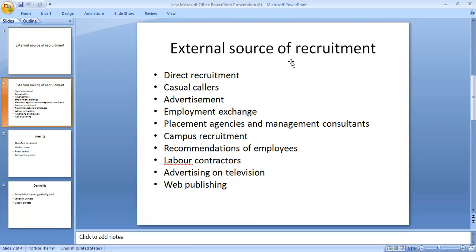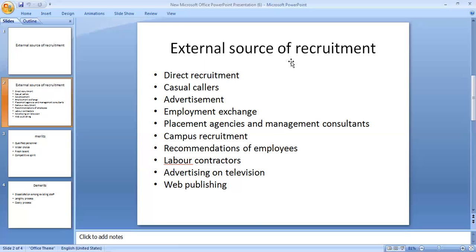And the next one is recommendations of employees. Recommendations of employees is one of the external sources of recruitment, where the people who are already working within the organization, if their performance is really good and they have a good relationship with the higher authority, suggest their friends, relatives, or neighbors, something like that. They see that those candidates can also come into the organization with the proper recommendation the employees give to the higher authorities.